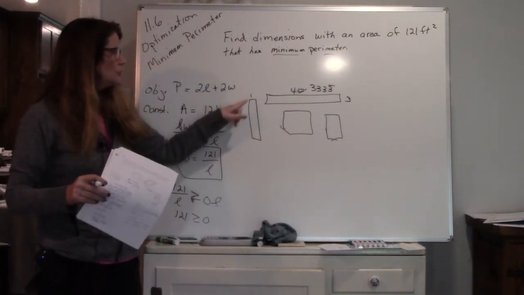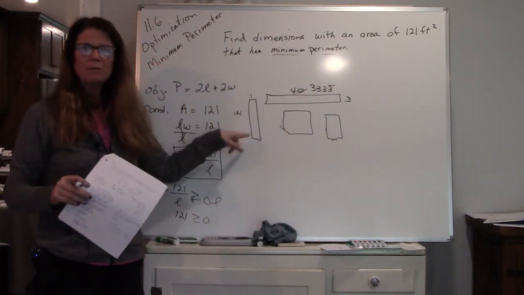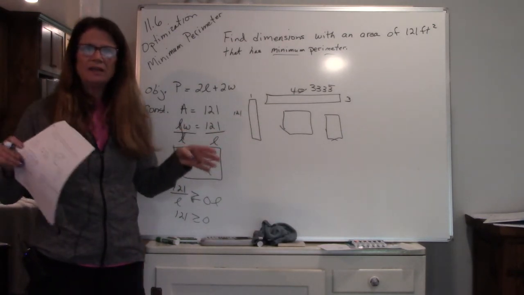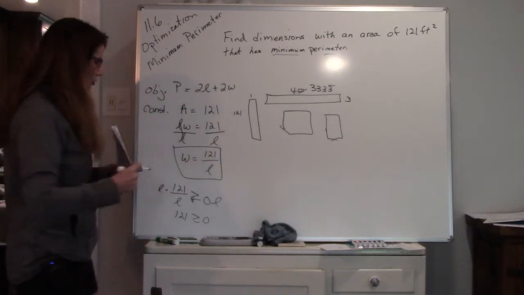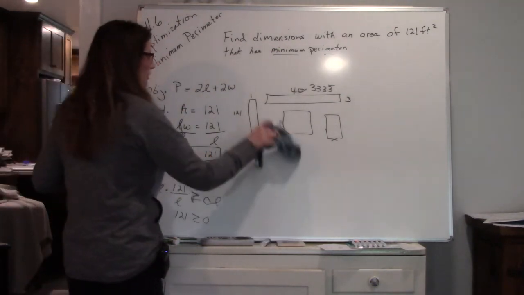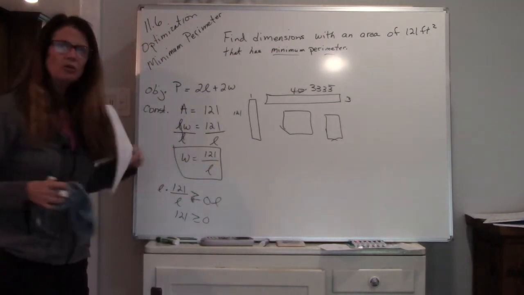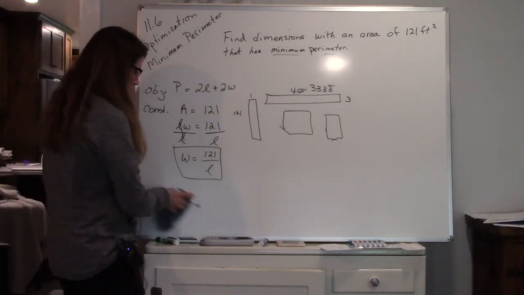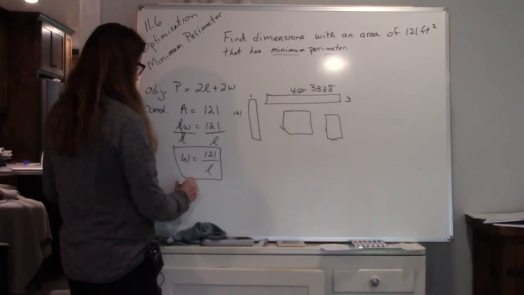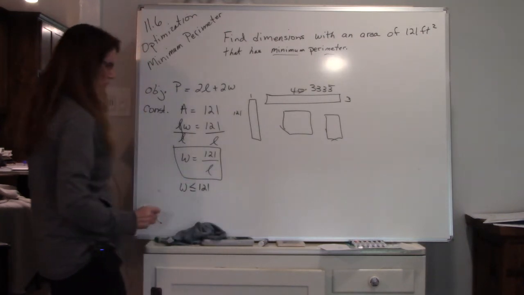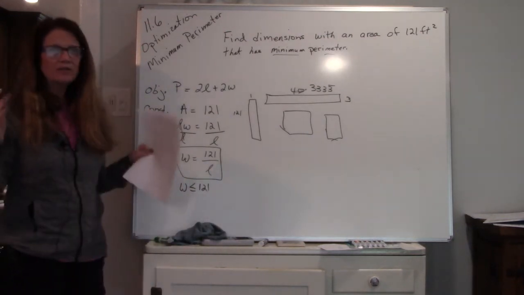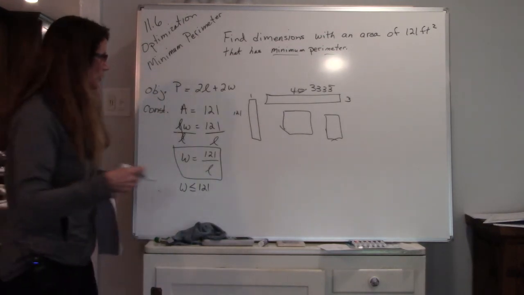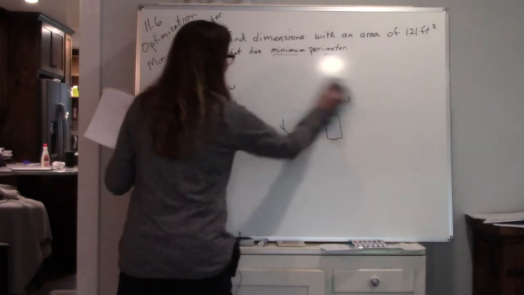So there's no real set way to be able to find what our length and width is in terms of a domain restriction. So in this case, when we're looking for minimum perimeter, we really don't have a domain restriction. All we know is that our width has to be less than or equal to 121. It's our highest number. It's got to be somewhere in between 0 and 121, and so we can just leave it at that.